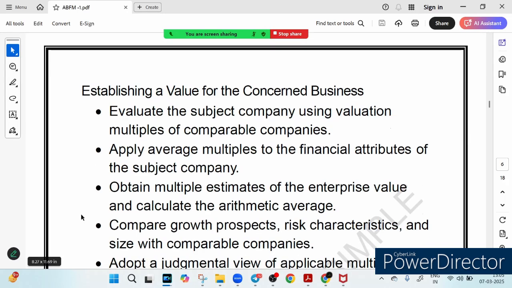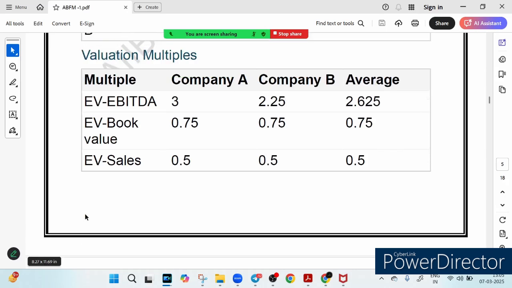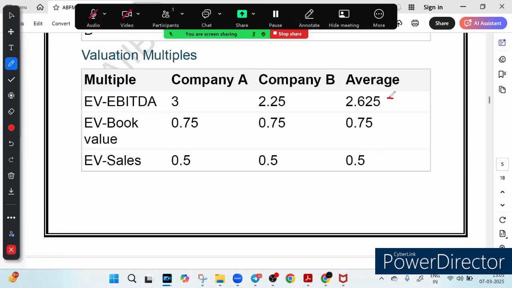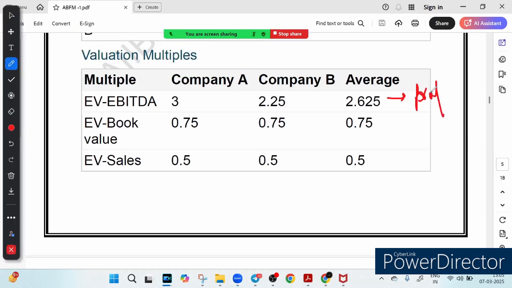So EV upon EBITDA measures profitability. This first ratio, which we have just talked about, measures what? Profitability. Then we have EV upon book value. What it does is show how the company is worth compared to its assets. That is called book value.